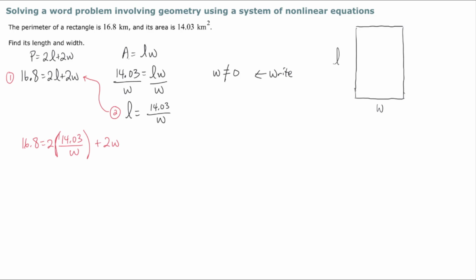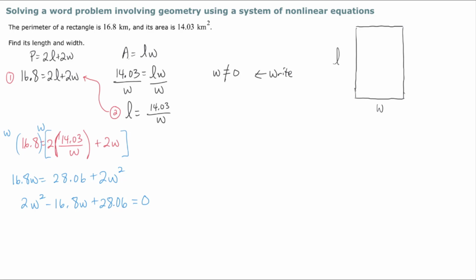Now we want to clear fractions. So in order to clear fractions, we're going to multiply the entire sides by W. So now we have 16.8 times W is equal to 28.06 and then plus 2W squared. And not a problem, this is a classic quadratic equation that we could set equal to 0. 2W squared minus 16.8W plus 28.06 is now equal to 0.